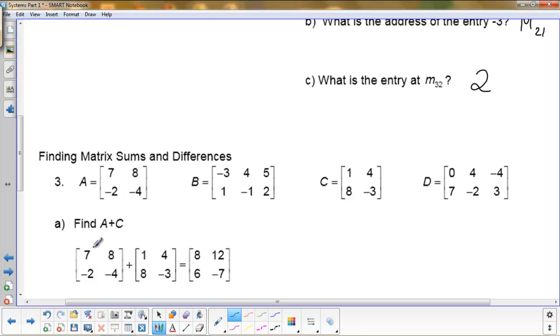So basically what we're going to do here is find A plus C. We notice that this is a 2 by 2 matrix, 2 rows, 2 columns, and that's a 2 by 2 matrix, 2 rows, 2 columns, so they have a match. And now we just add the numbers in each address to one another. And that's going to give you your solution matrix here.